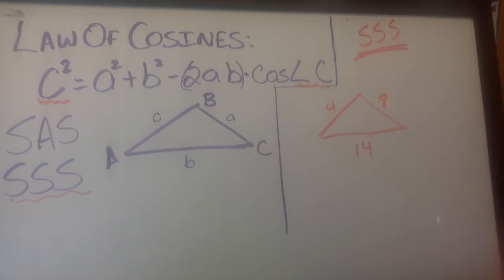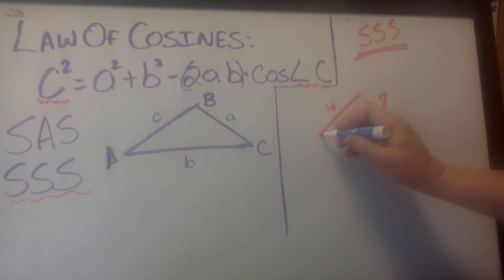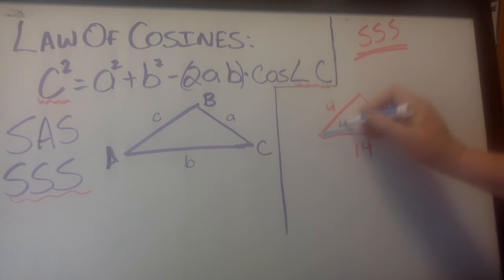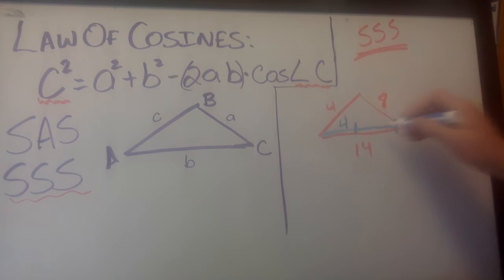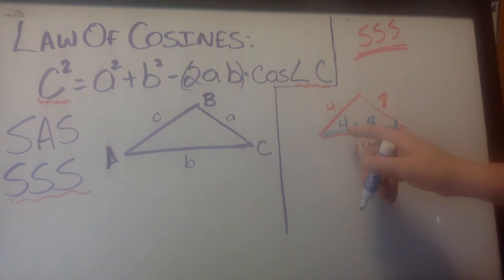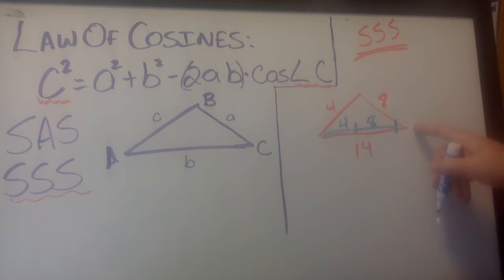That's not a triangle. The reason is that if you take that 4 and lay it down, saying that length is 4, and then you take the 8 and lay it down next to it, 4 plus 8 is 12. How can 4 plus 8 being 12 and this be 14? It's going to stick out.